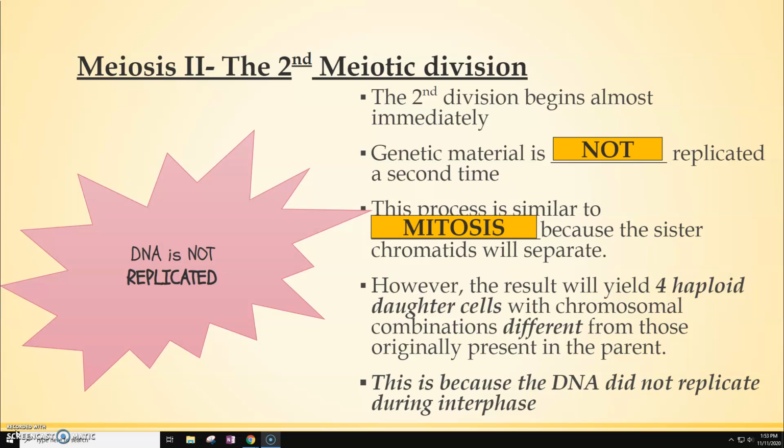This is because the DNA did not replicate as it did in interphase. So the main point that's happening in meiosis 2 is 4 haploid daughter cells are forming, as compared to mitosis, we had 2 diploid daughter cells.